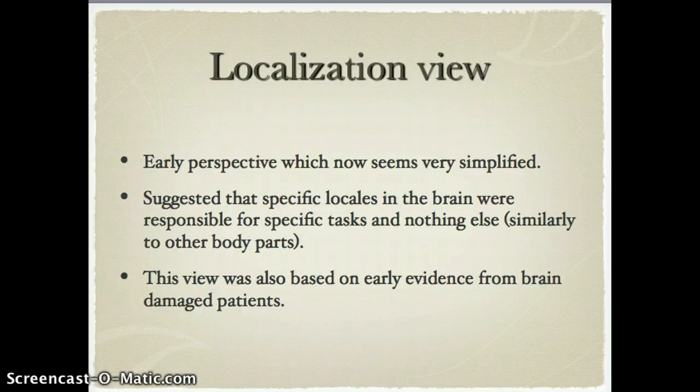Okay, so all of this talk about the brain and where things are and what things do, this is a localization view. And this is an early perspective, and it now seems pretty simplified to say that at this specific point in the brain, this is where something happens, like in the certain lobes of the brain. This view was based on early evidence from brain damaged patients. So it was based on the fact that different types of aphasia, so language disorders, are associated with different parts of the brain, like in Broca's area and Wernicke's area.